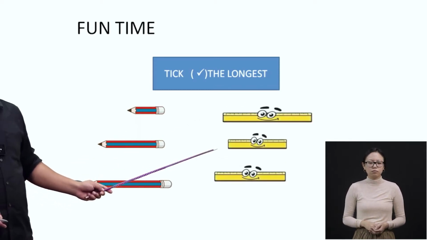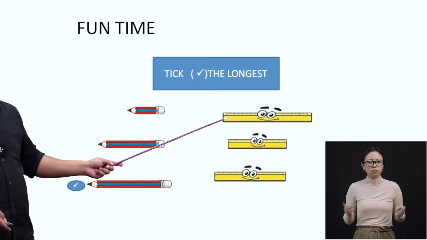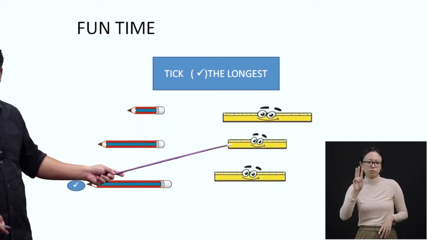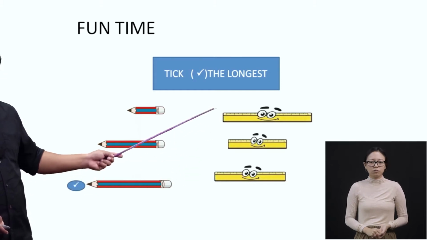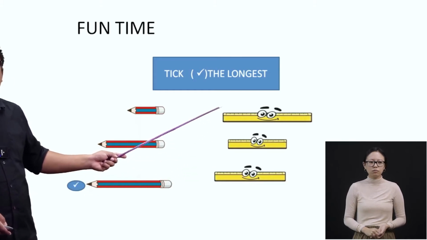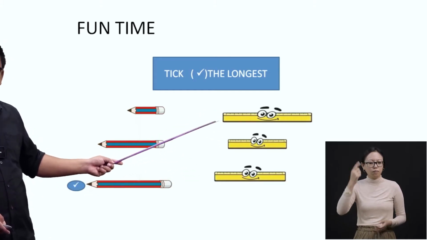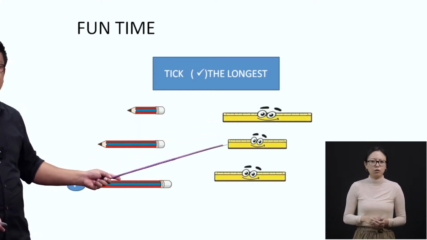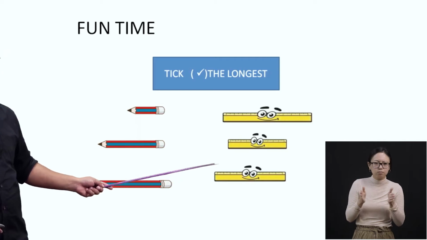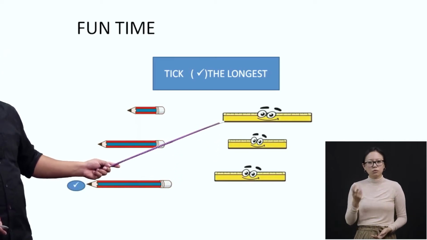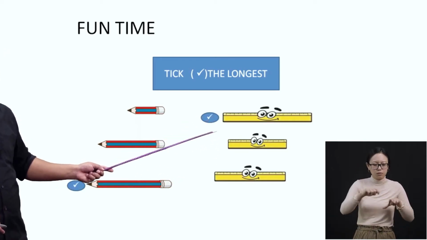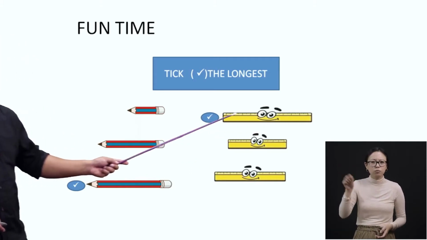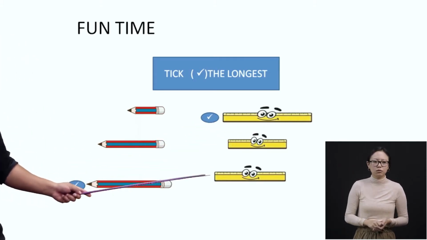In the next exercise, if we look at the picture, we see three scales, 1, 2, 3. We can see that the number 1 ruler, this ruler, is longer than the number 2 or number 3. All right. So we will put a tick mark in the first ruler. So this indicates that this is longer than this or this.